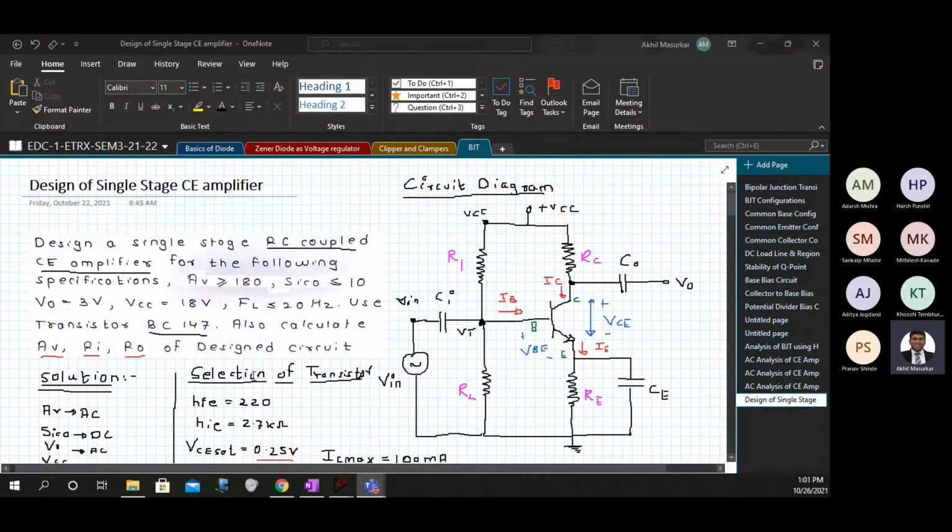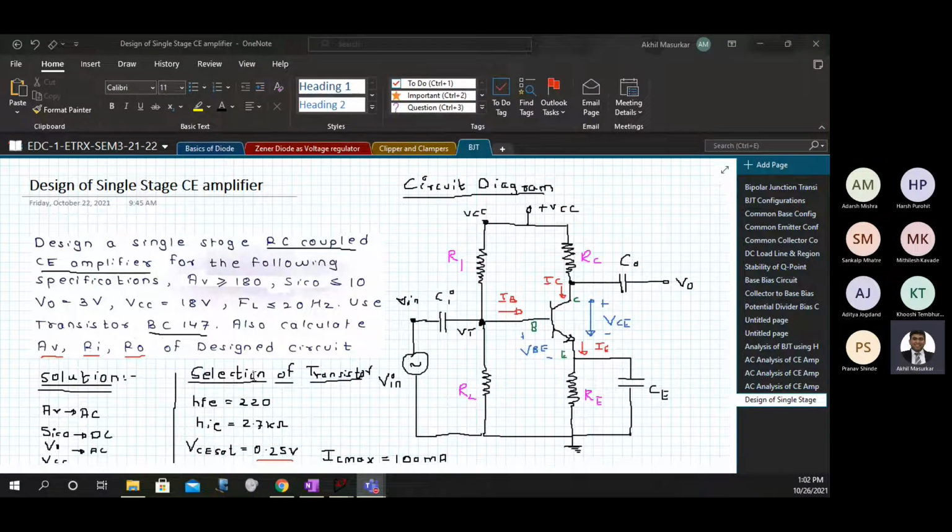So today's session will be in line with what we have done last time, that is the designing of the CE amplifier. We have seen the design steps, but now LTspice-wise there are some issues that we have to solve. So we will keep in mind what we have to design.